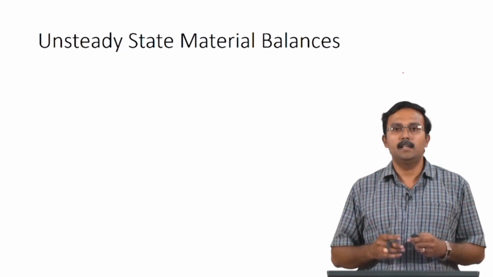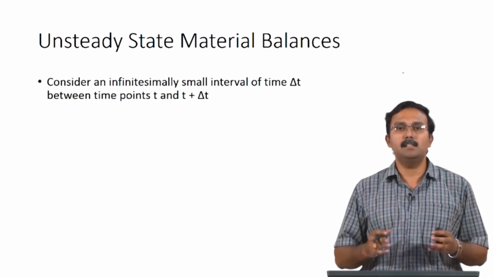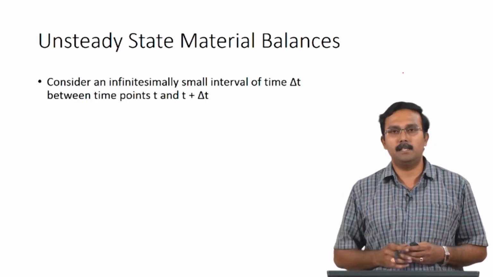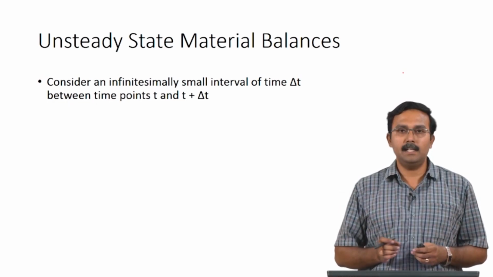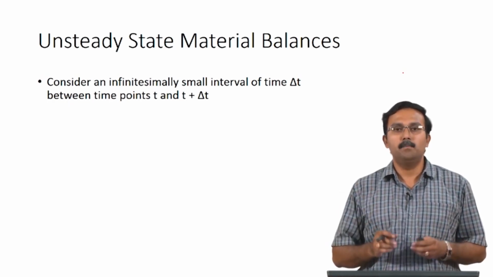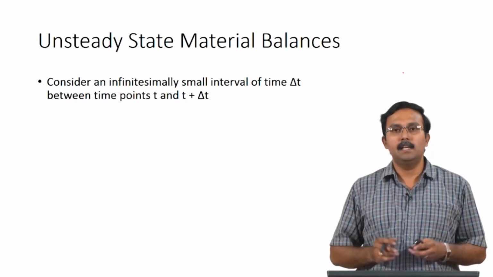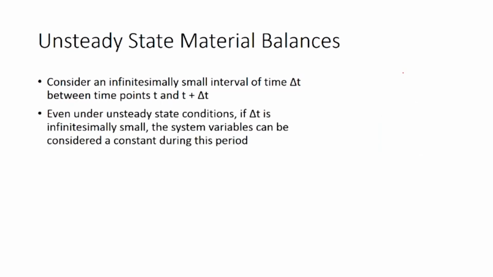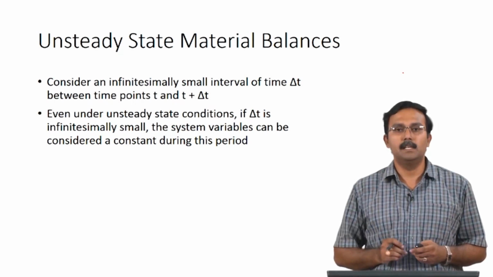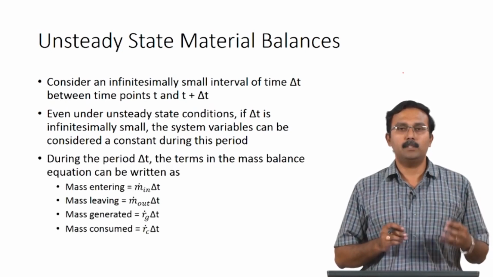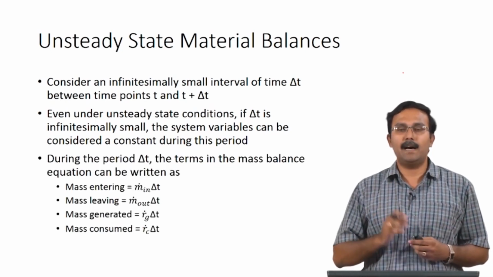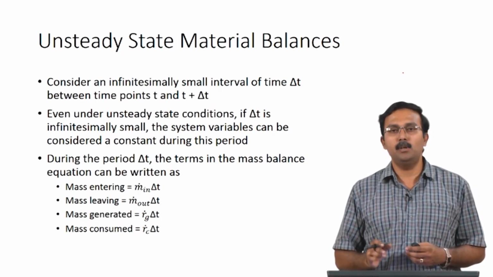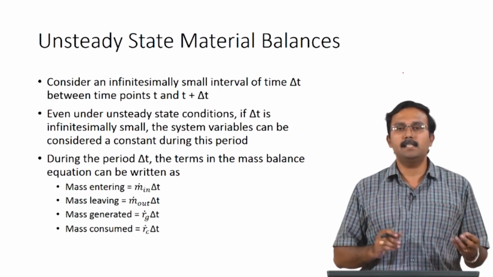To account for that, our balance equation would have to be considered for an infinitesimally small time interval. If you take delta t as an infinitesimally small time period between time points t and t plus delta t, then you can assume that the system variables are constant for this particular small period. So, even for an unsteady state process we can assume constant system variables for very small time periods. Using that, we can calculate the mass entering, mass leaving, mass generated and mass consumed within this time period as the rates times the time.